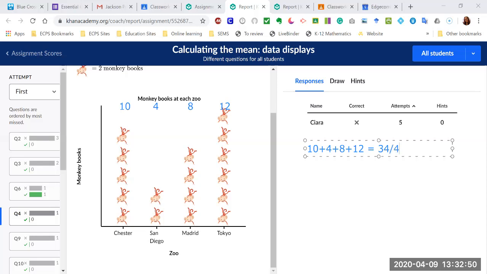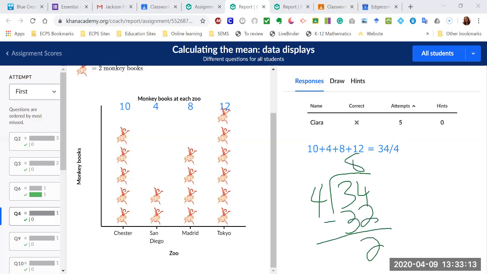Divide it by, there's 4 there. So we shouldn't really get a whole number for this one. It should be a decimal. So let's do 4 into 34. It's going to go 8 times. And I have to bring down a 0. Add a decimal to the top. 4 goes into 25 times. So the average number of monkey books should be 8.5. So that would be the answer for that one.